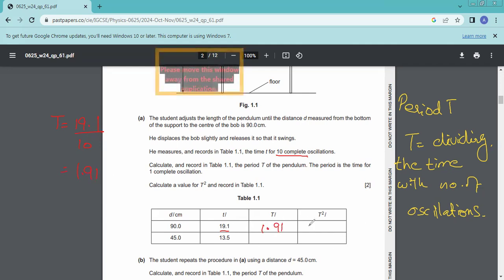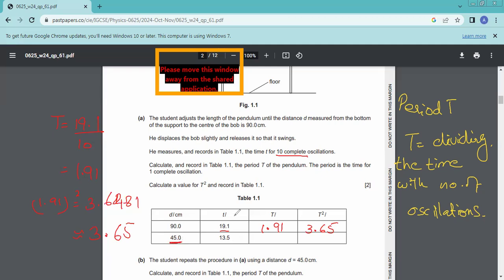Taking the square of 1.91, it is 3.6481. When we talk about three significant figures, it is 3.65. After rounding, this is 3.65, and every single time we have to take the values in three significant figures, so this value will be 3.65.